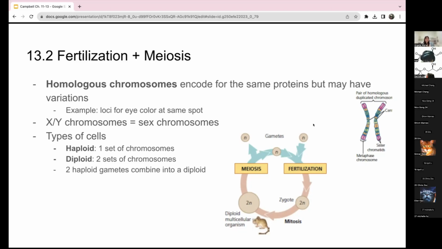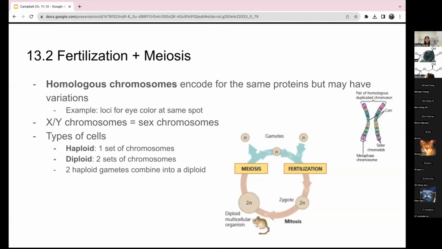However, if you are a male and you have an XY pairing, you can either pass on your X chromosome or your Y chromosome in your gametes. So the number of chromosomes in each cell basically determines the type of cell it is. Haploid cells only have one set of chromosomes, and gametes are a great example of this, as they only have one set of the 23 chromosomes. Two haploid gametes will combine into a diploid cell during fertilization, and diploid cells, on the other hand, have two sets of chromosomes, which are the body's somatic cells.